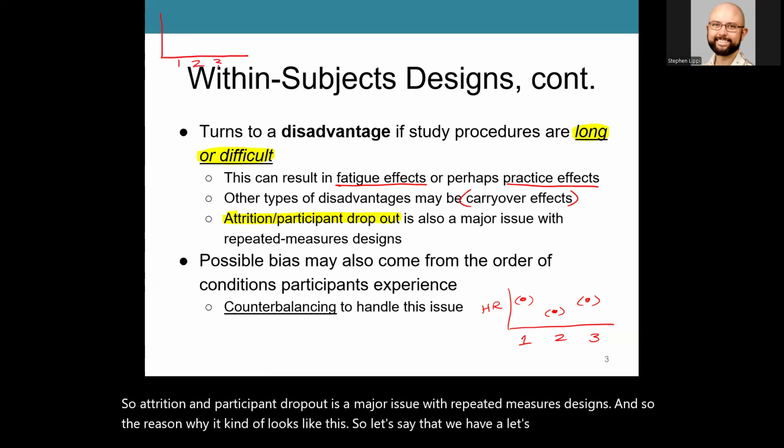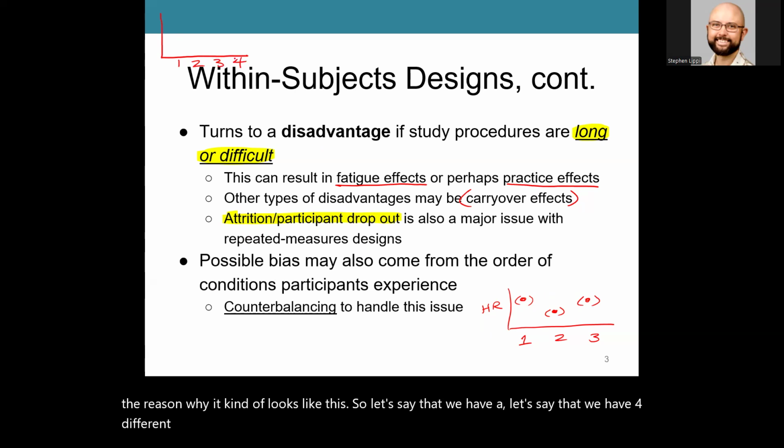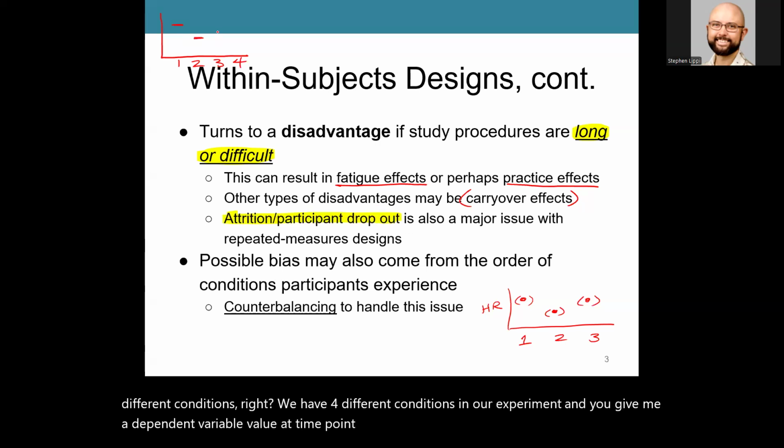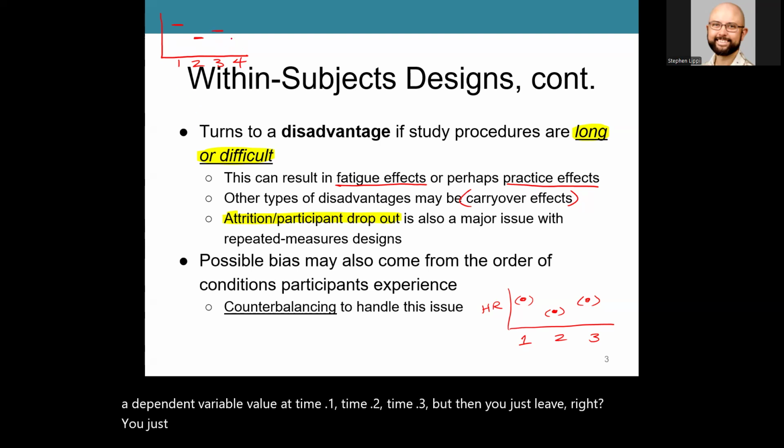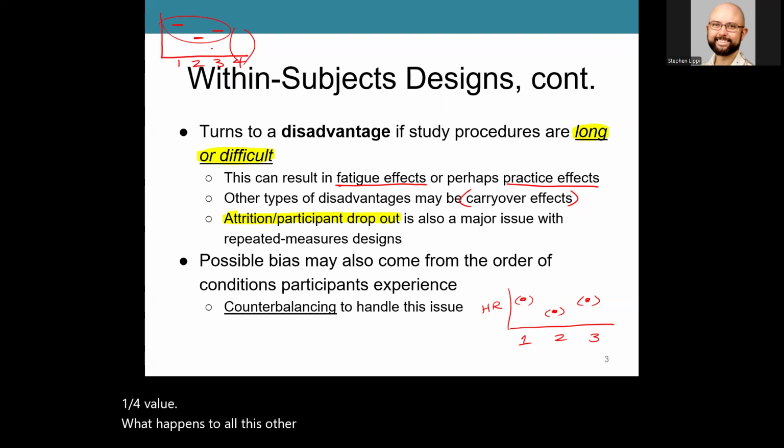Let's say that we have four different conditions in our experiment, and you give me a dependent variable value at time point 1, time point 2, time point 3, but then you just leave. You don't give me a fourth value. What happens to all this other data? Well, because you don't give me that fourth value, you actually can't be included in the analysis.